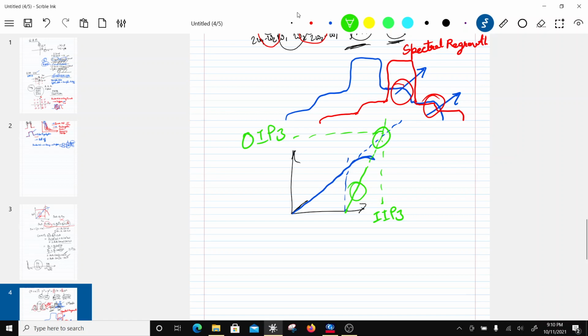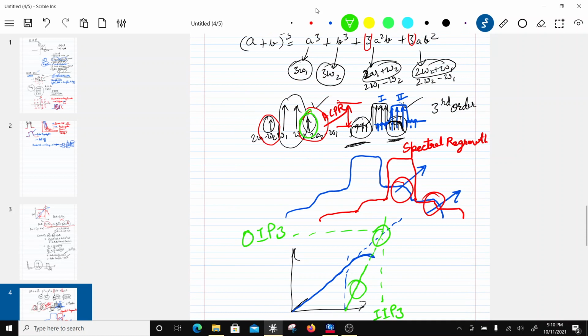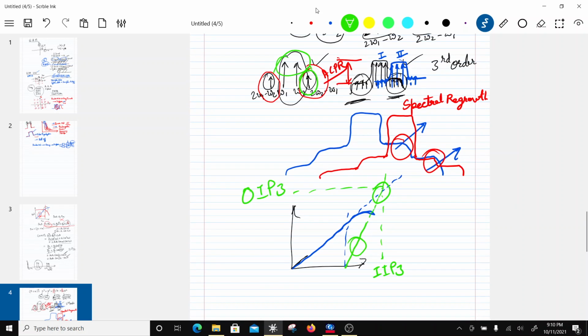What it means is at this point the magnitude of these components will become equal to the magnitudes of the desired components. That's how you define it. At this point, the magnitude of the IP3 or IM3 components is going to be the same as the magnitude of the linear components. Beyond this, you will not have a significant desired component, so it will be useless for you. So this will be the upper limit to which you can use it.